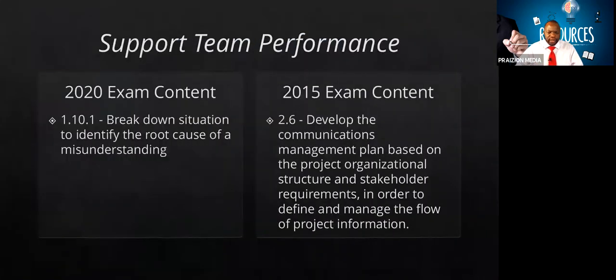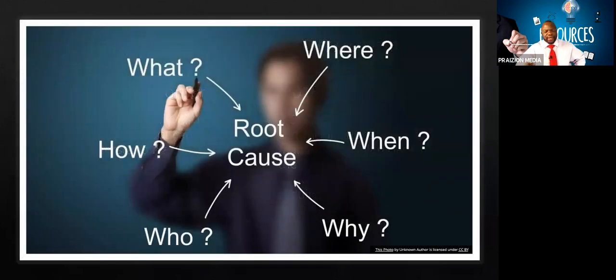So break down the situation to identify the root cause of a misunderstanding. What comes to mind? The Ishikawa. It's a great way. Now, the root cause analysis could be accentuated by using an Ishikawa fishbone diagram, because when you get hands-on and visual with it, the root cause just comes out. So the what, where, when, why, how, who, the 5 W's and the H people call them, you could use that to get down to the bottom of it.